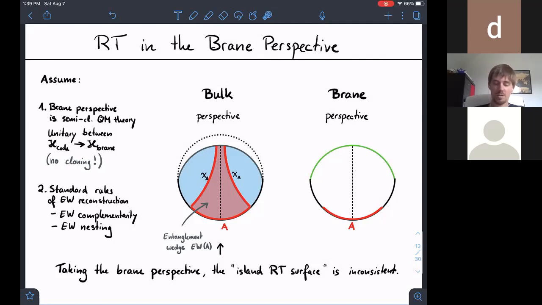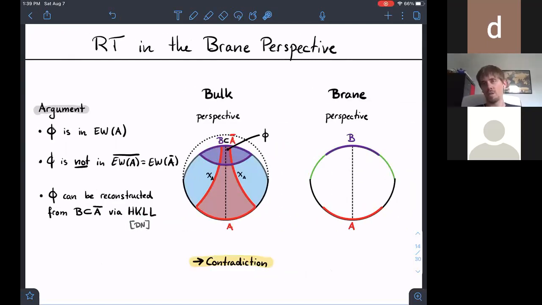Now the claim is that if we take the brane perspective, this island RT surface, as the correct RT surface, is an inconsistent choice. And the argument is very, very simple. Namely, we just observe that if I have some operator, say phi in the bulk, I want to reconstruct in terms of the boundary, then if this operator is in the entanglement wedge of A up here, I should be able to do this in A, which means also that I should not be able to do this in the entanglement wedge of A bar, and this is by entanglement wedge complementarity. In other words, the information shouldn't be contained in A bar. Now, in order to understand what A bar is, let's look at this picture on the right here, the brane perspective. It's everything but A. So it's this part of the bath, and then part of this gravitational region up here, and then a bit more of the bath. And so in particular, if I cannot reconstruct phi from the complement of A, I shouldn't be able to reconstruct it from this region B up here.